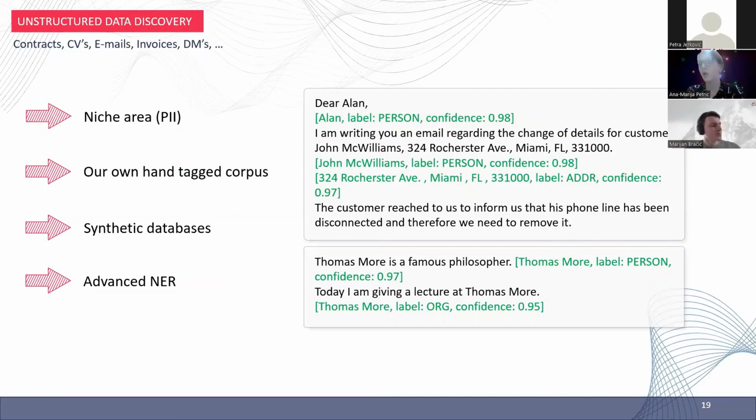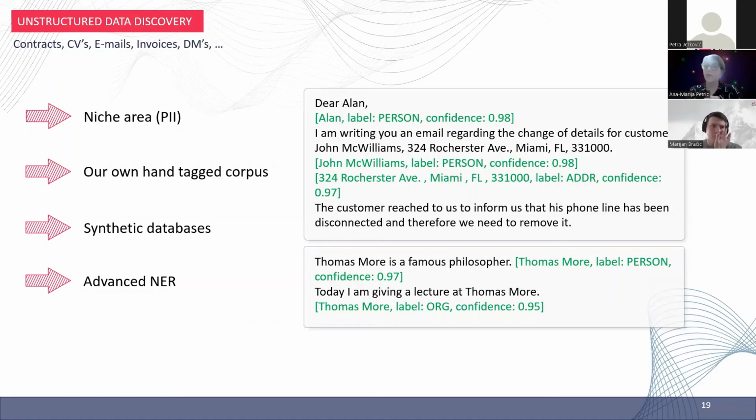And then it ignores, right? You can see the sentence under it, which is: the customer reached out to us to inform us that his phone line has been disconnected, and therefore we need to remove it. There is no phone number here. So the model says, okay, this particular sentence does not contain any personal data, so it just skips it. It doesn't want to do anything with it.